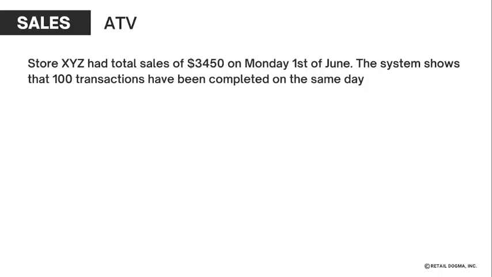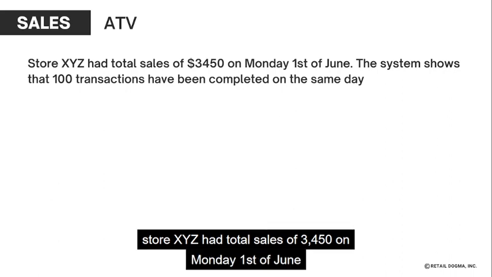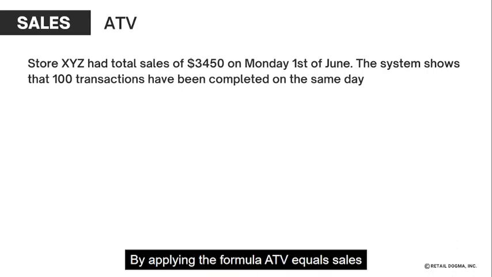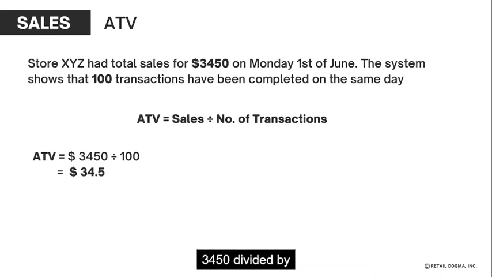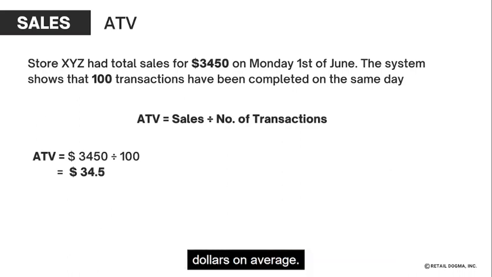For example, store XYZ had total sales of $3,450 on Monday, 1st of June. The system shows that 100 transactions have been completed on the same day. By applying the formula, ATV equals sales divided by number of transactions. That's 3,450 divided by 100. So ATV equals $34.5. This simply means that customers who entered the store on that day and ended up buying spent $34.5 on average.